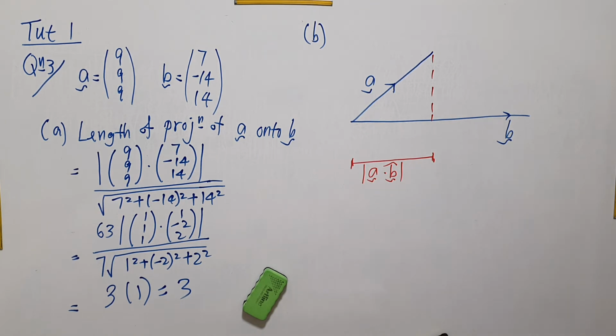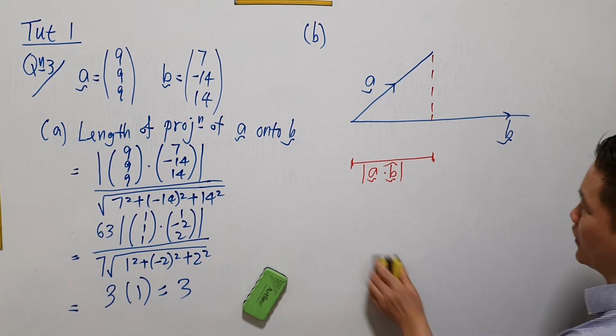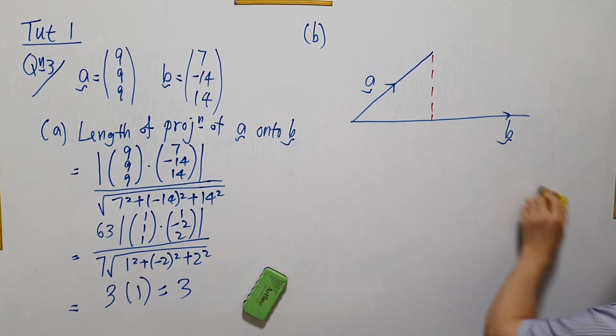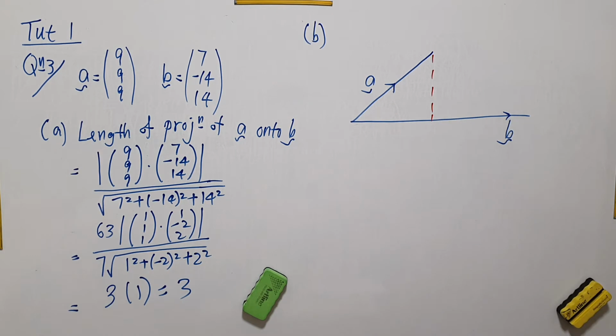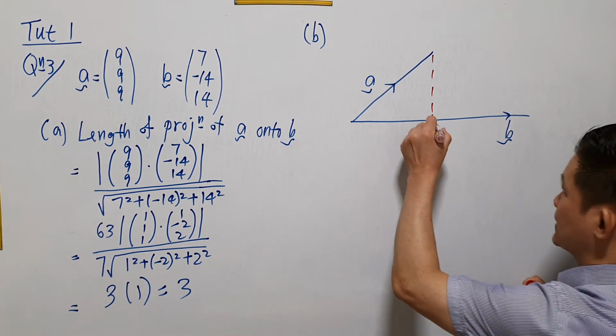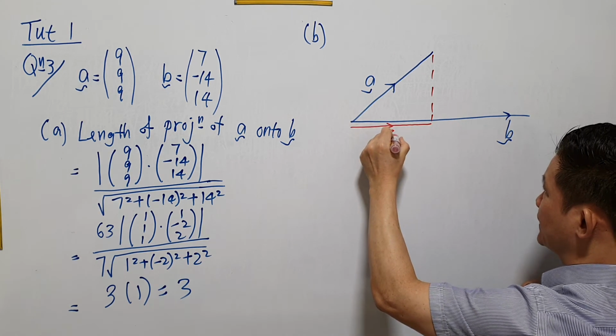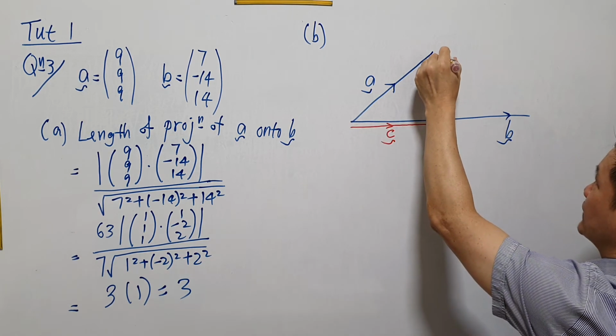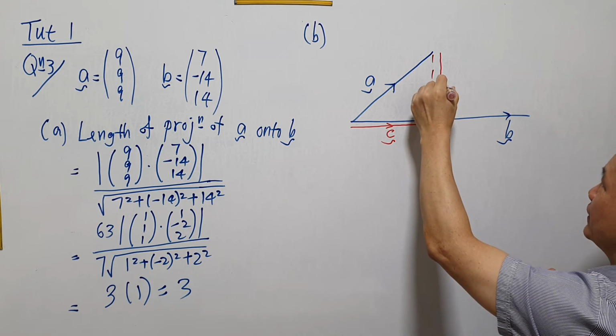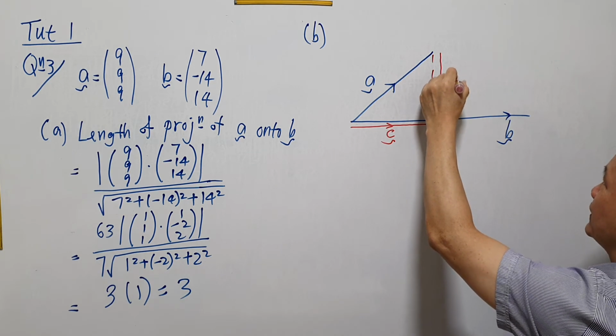In part B of the question, you're asked to find the resolution of the vector A in two directions. You want to resolve A into two components. One of them is parallel to B, so you're asking for this vector. Let's call this vector C. And then they're asking for this other vector. Let's call this vector D.